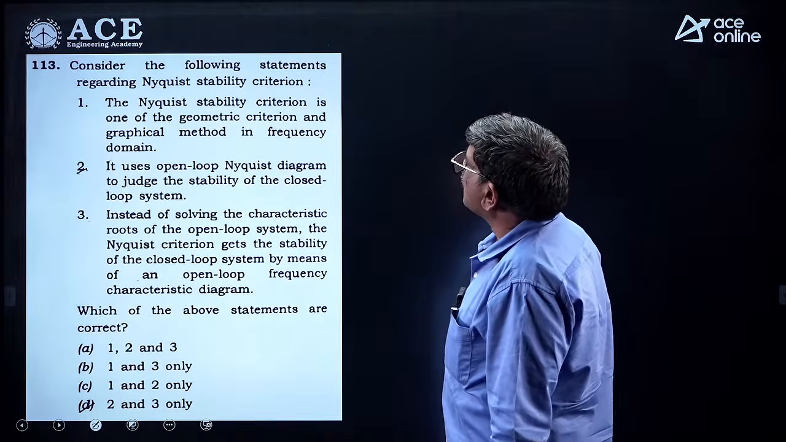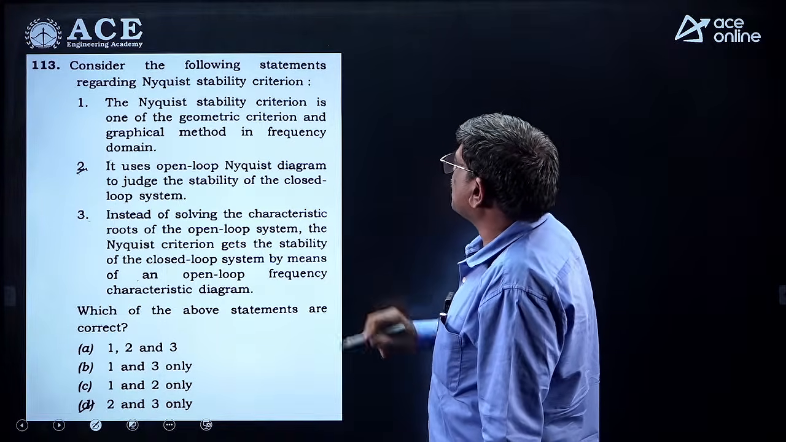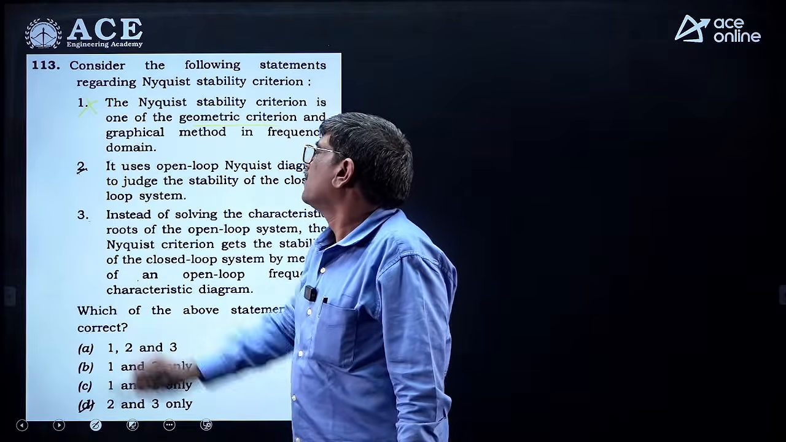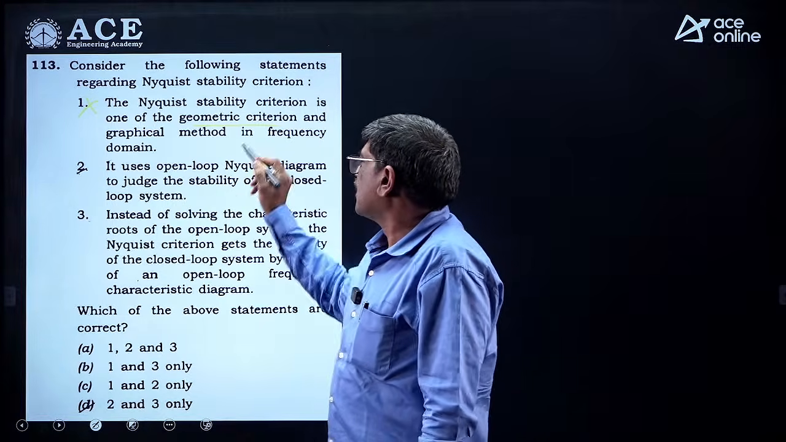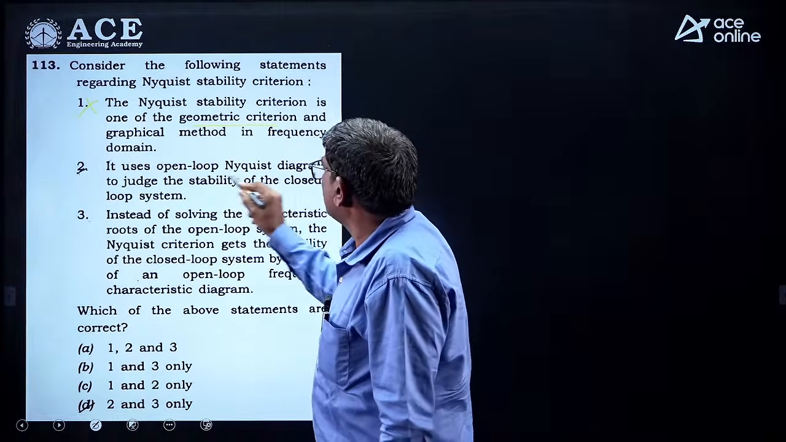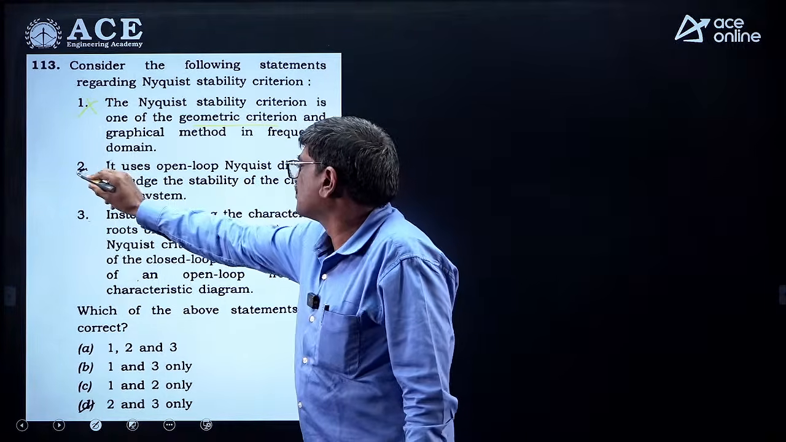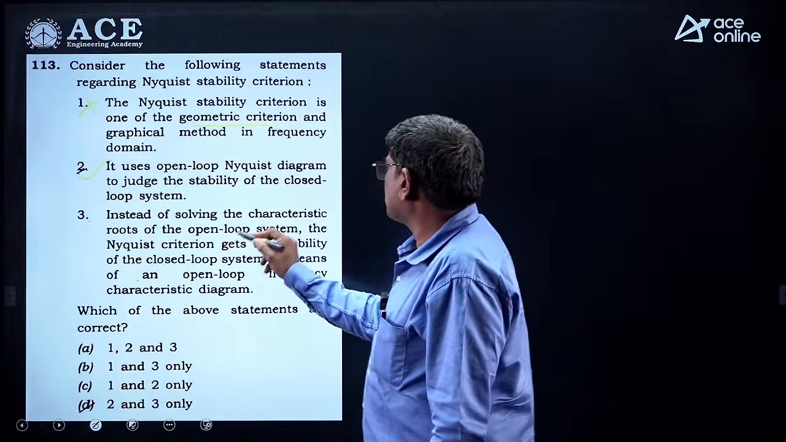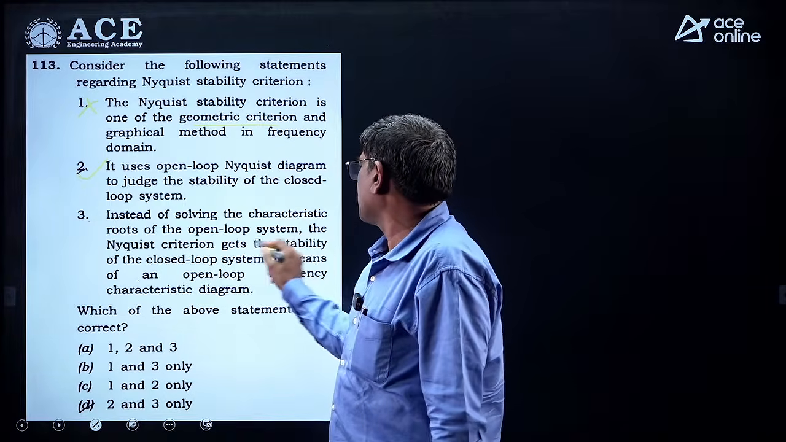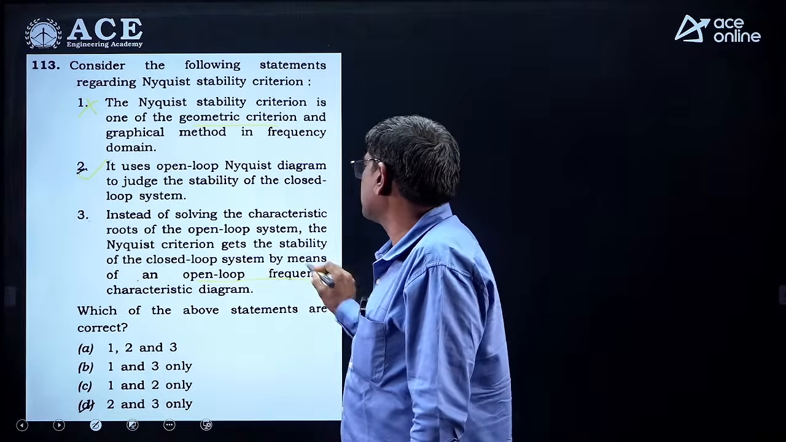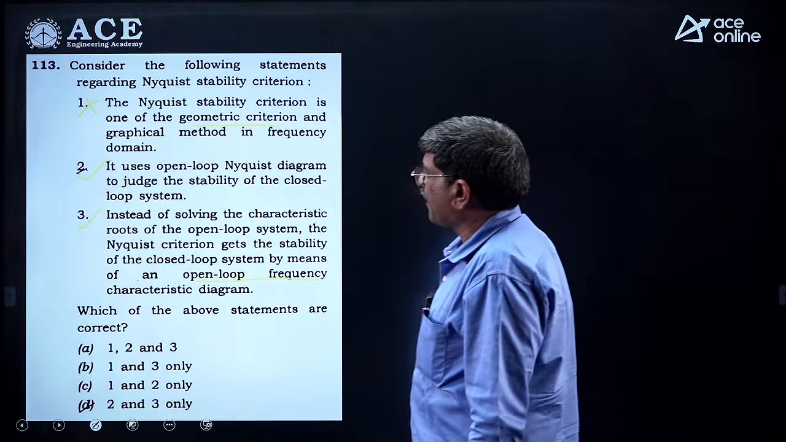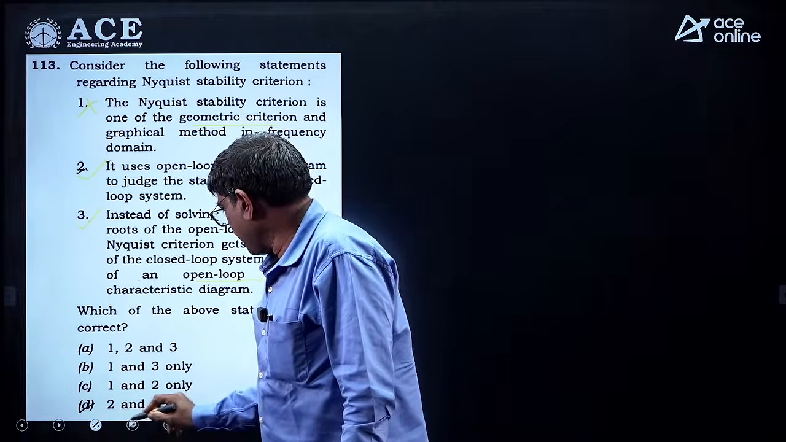Next, consider the following statements regarding Nyquist stability. Nyquist stability is not geometric, so that is wrong. It is a graphical method but not geometric. It uses the open loop transfer function, correct? Only the open loop transfer function we use to get closed loop stability in the Nyquist. Instead of solving the characteristic equation, in Nyquist we just use the open loop frequency response and we get the closed loop stability. So that is correct. That means 2 and 3 are correct.